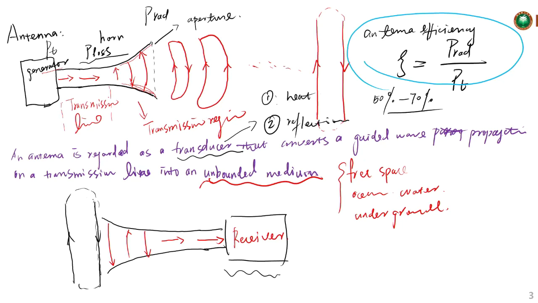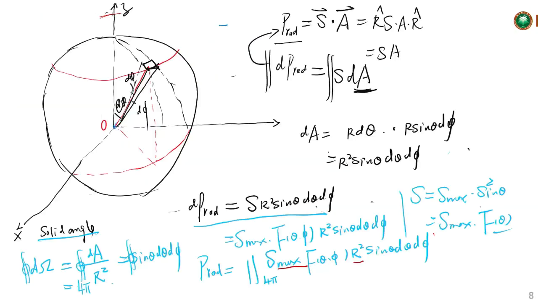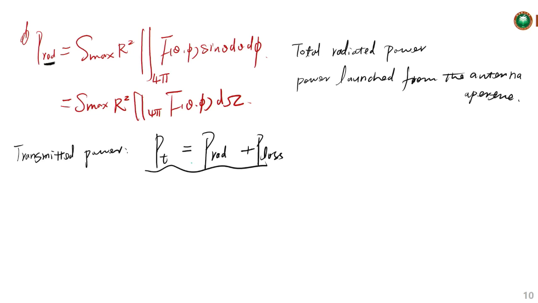Okay, so now let's come back to the radiated power. The radiated power mostly depends on the integration. So here the most important part is this one, which we call the normalized radiated intensity. So it can also be related to the antenna pattern.